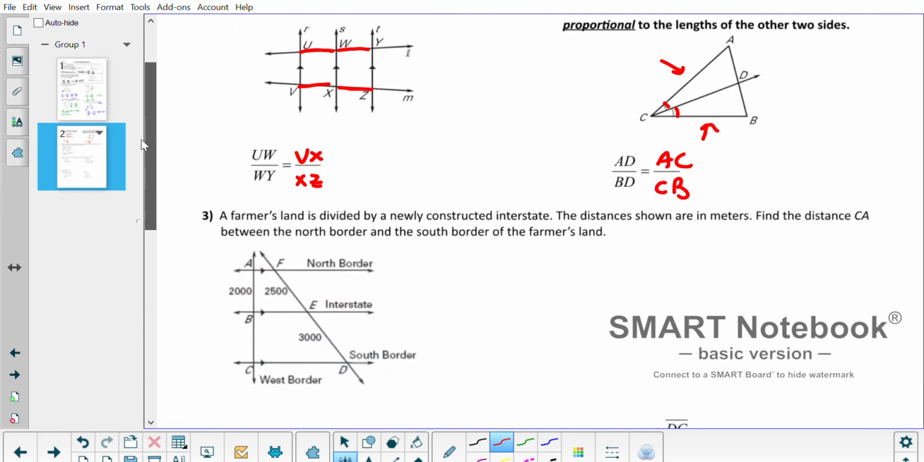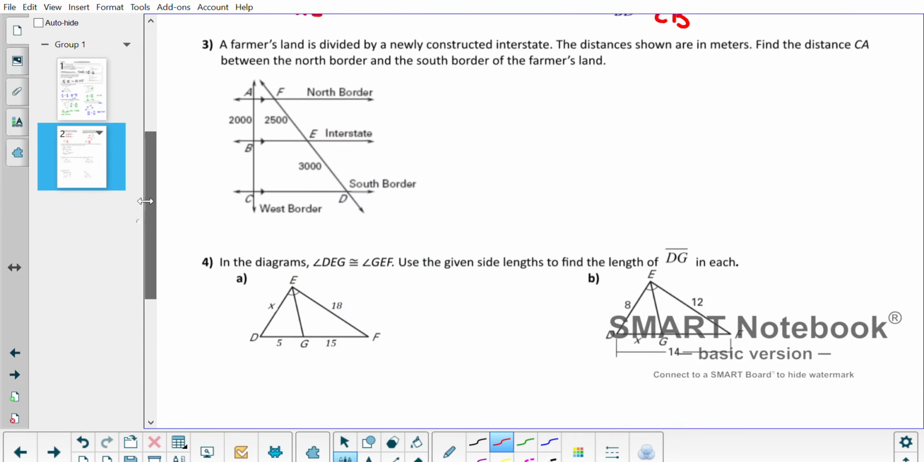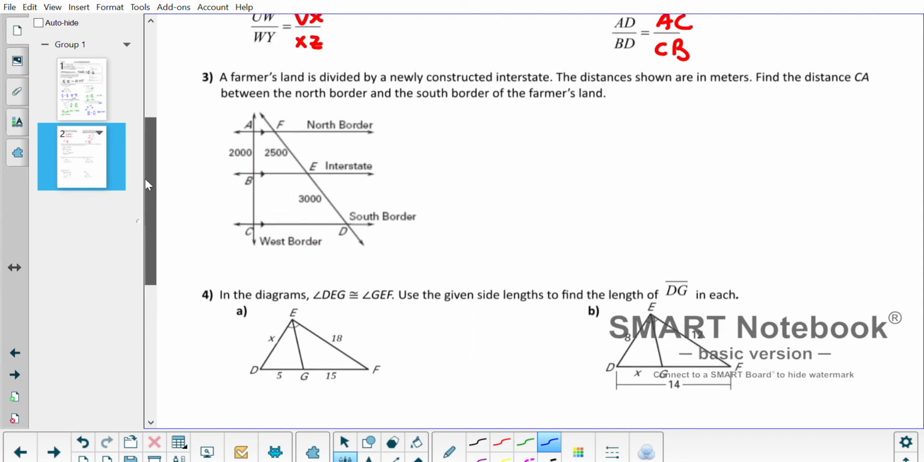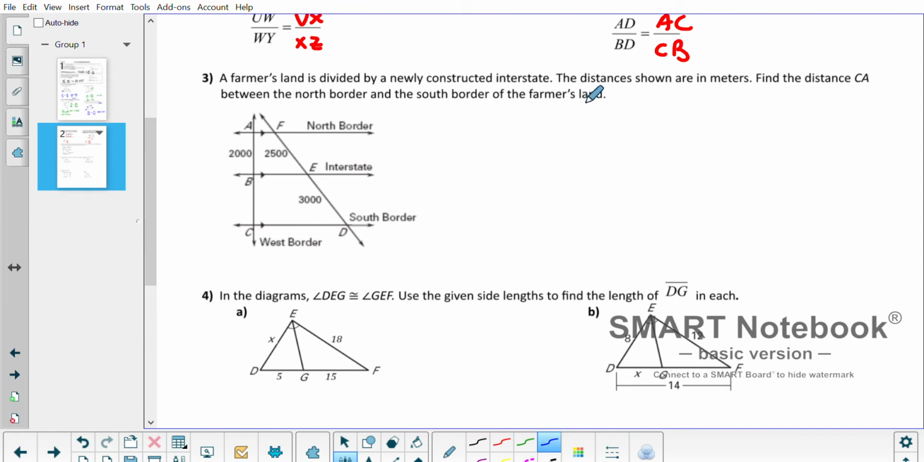This will give us proportional sides and allow us to solve a few of the problems down below. So let's go ahead and we can walk through number 3 together, and then I will turn you guys loose to try the last few, and you can watch the rest of the video to make sure you're on the right track. So this is an interesting problem. It says a farmer's land is divided by a newly constructed interstate. The distance shown are in meters. Find the distance CA between the north border and the south border of the farmer's land.